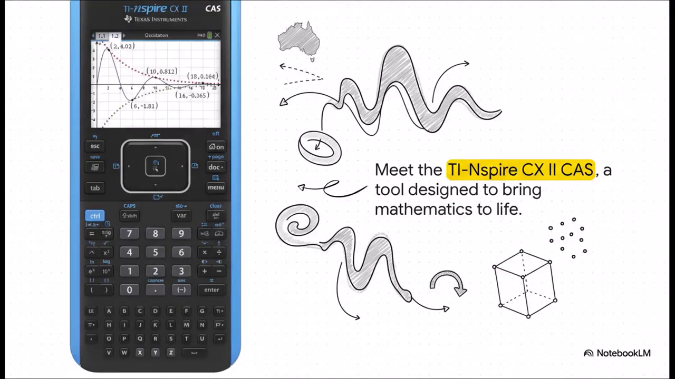So this is it, the TI Nspire CX2C-AS. Now, for high school students, especially those in the VCE program down in Australia, this thing is way more than just a calculator. It's a dynamic tool for digging into really complex ideas and turning abstract math into something you can literally see and touch.